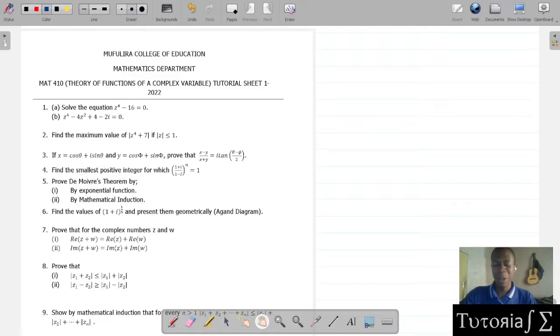This is going to be a very interesting lesson because I have something for Mufurila College of Education. This is from the complex analysis section, also known as the theory of a complex variable. This is a tutorial sheet, Mat 410.